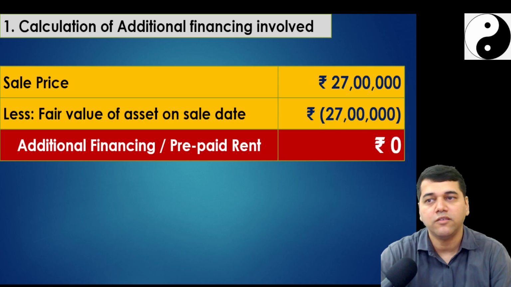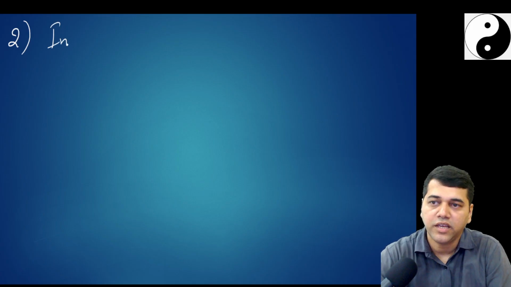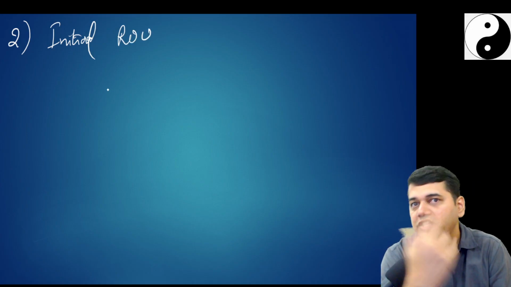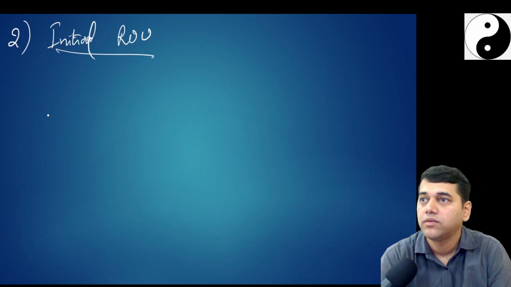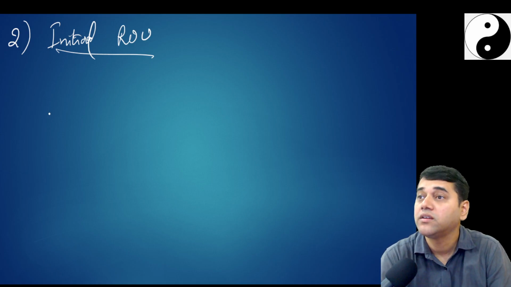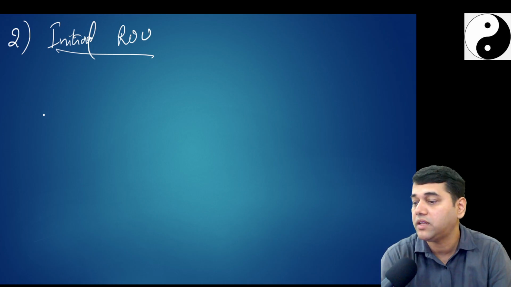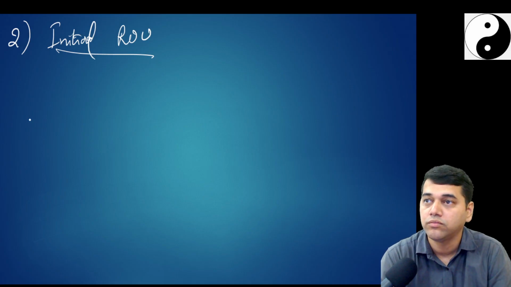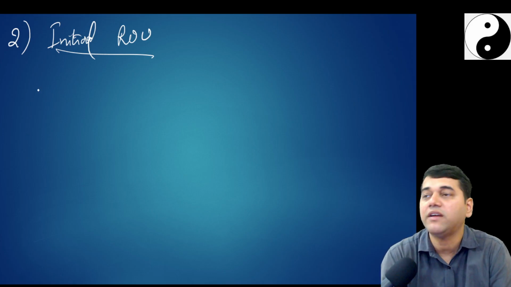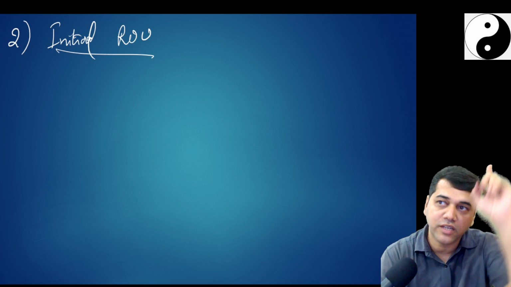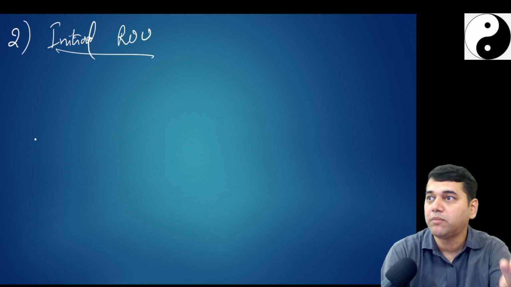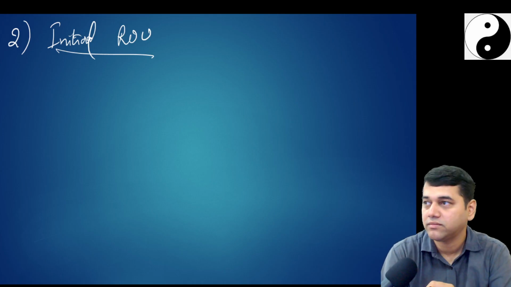Clear? Yes, now let us talk about the second, initial ROU. How much is my initial value of the ROU? No, out of that I have to find out how you find the ROU. Is it 27 lakhs? Okay, let us see the present value of the annual lease payment. ROU asset comes from the lease payment. Is there any other component, direct cost involved? No, they said ignore it.